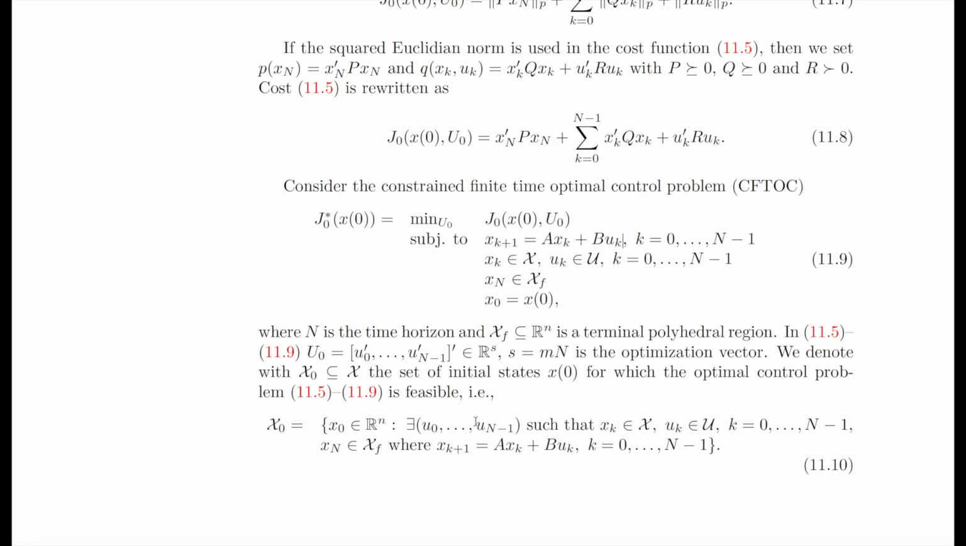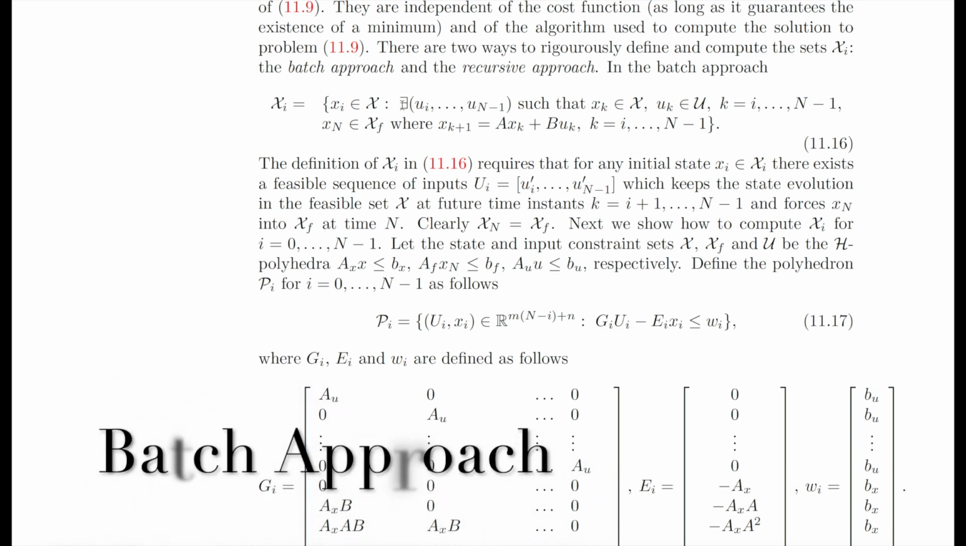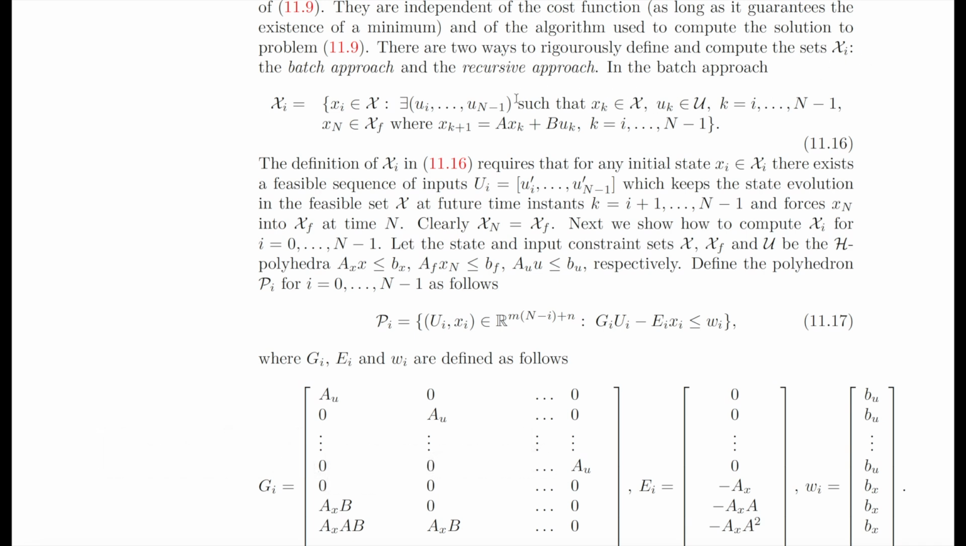There exists a control sequence or a control vector such that the present state is feasible, this vector is also feasible, the final state is in the final desired region or polyhedron, and the dynamics of the system verify this equation. So there exists a control vector such that the present state is feasible, the input is feasible, and we have this dynamics and the terminal cost.